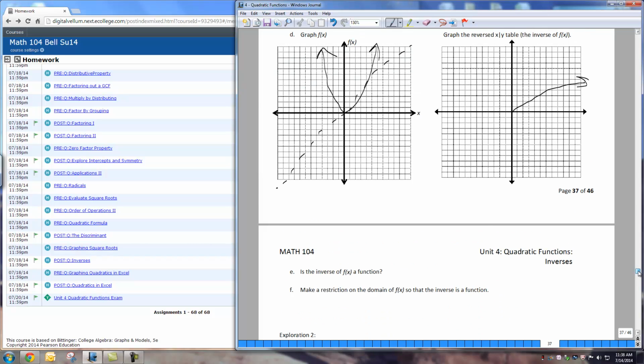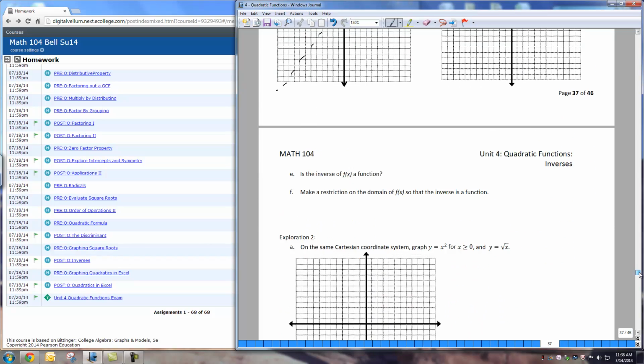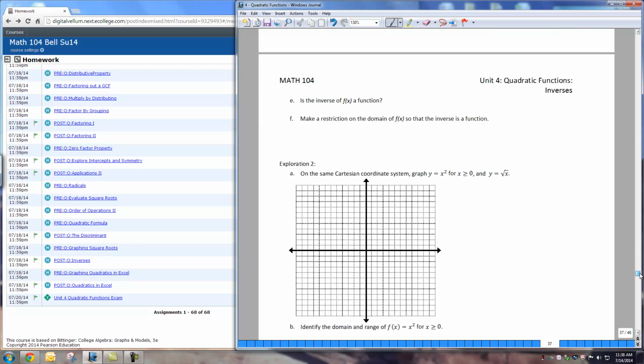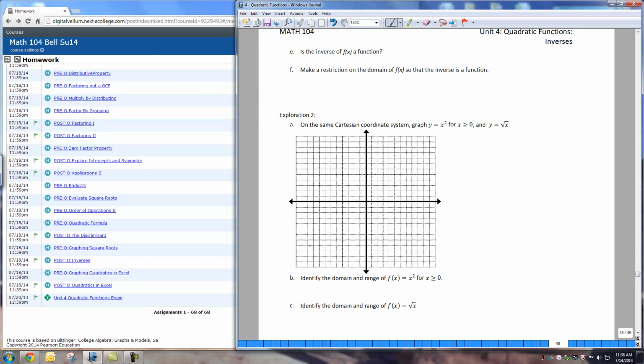Is the inverse of f of x a function? Well, it is now. So we have to restrict the domain to when x is greater than or equal to 0. So let's graph both. y equals f of x for x greater than or equal to 0 looks like that, and the square root of x looks like that. This is root x and this is x squared. Notice they both go through the point (1, 1), because 1 squared is 1 and the square root of 1 is 1.